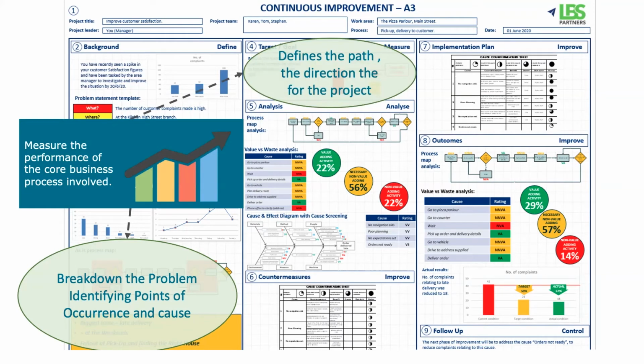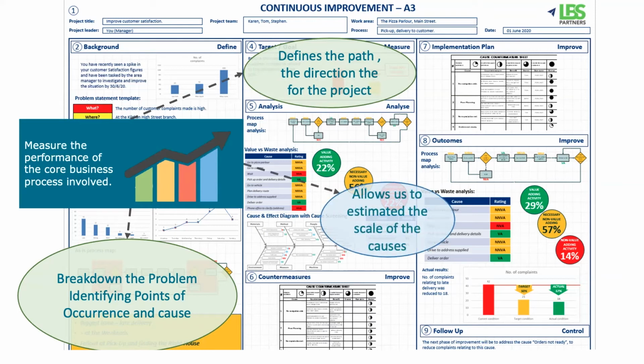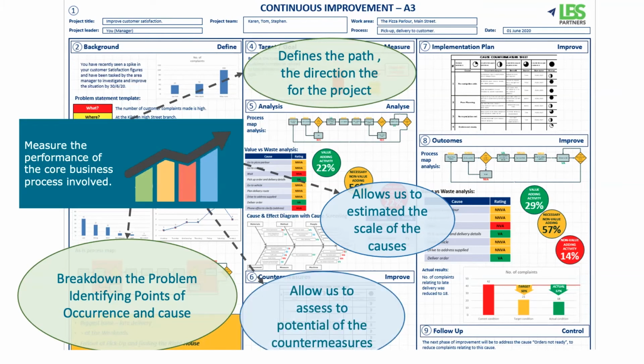In the target and goal, it helps us to find the direction for our A3 for the project that we are working on. In the analysis, it allows us to estimate the scale of the causes. So what causes are out there and what's the potential scale of them? And when it gets into the improve, it allows us to assess the potential of the countermeasures we've identified and potentially helps us to pick the best countermeasures.